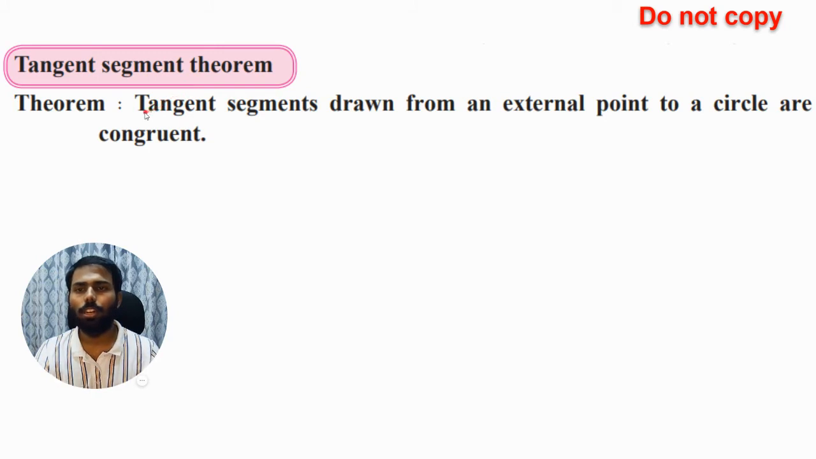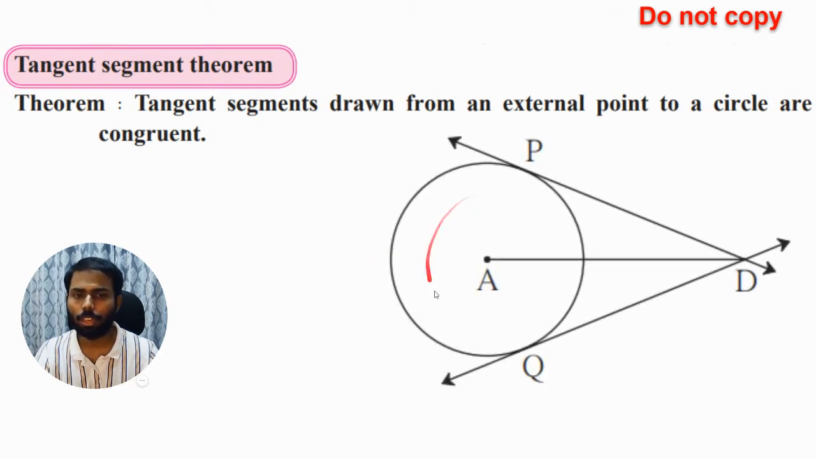What does it say? Tangent segments drawn from an external point to a circle are congruent. So if this is my circle, circle with center O, and my external point is D. External यानी बाहर, internal यानी अंदर. So क्योंकि circle के बाहर point है, point D is your external point. From this external point, I can draw two tangents. I cannot draw three tangents. I can at the most draw two tangents.